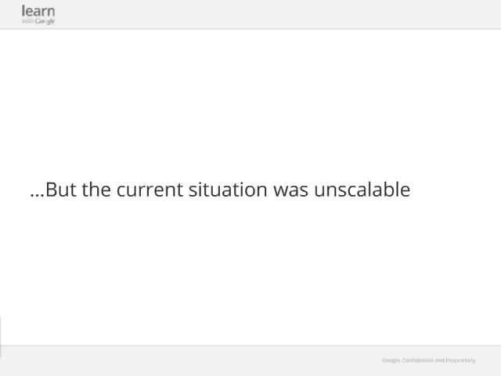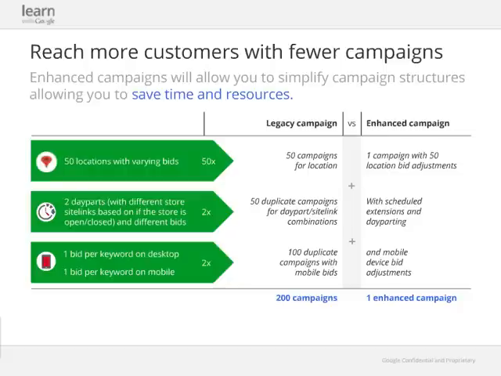Let me give you an example of what this means, right? This slide, hopefully you're seeing the slides with the 3 chevrons running down the side. Basically, you're able to reach more customers with fewer campaigns in the new world. In the old world, let's say you have a business with 50 locations, and it really wants to run ads, bids, and extensions that optimize for every location, 2 time periods like night and day, and 2 devices, mobile and desktop. Very, very simple example.